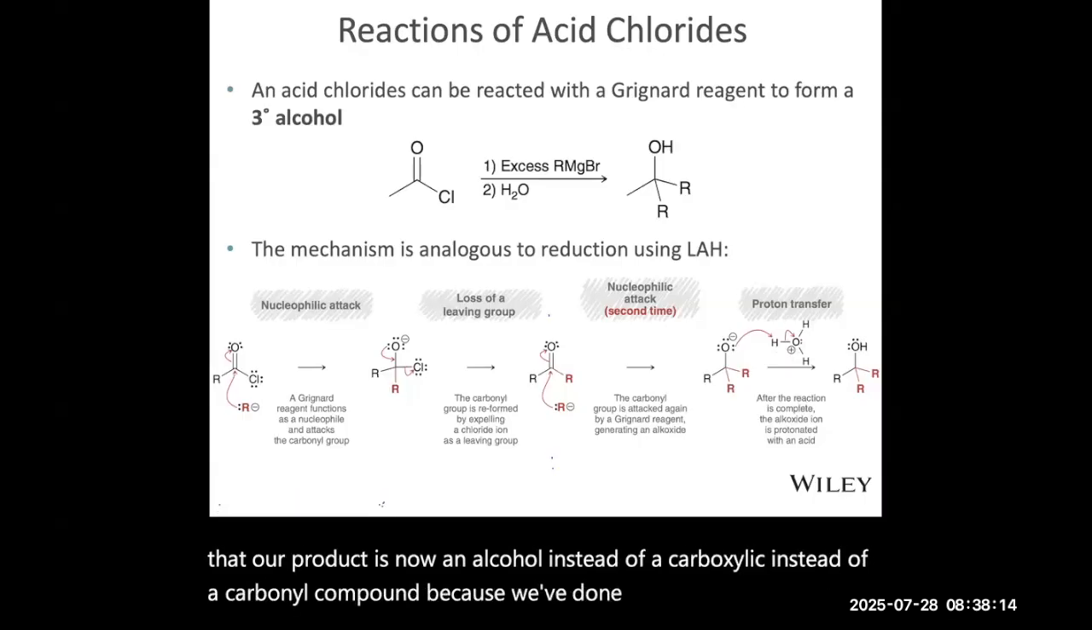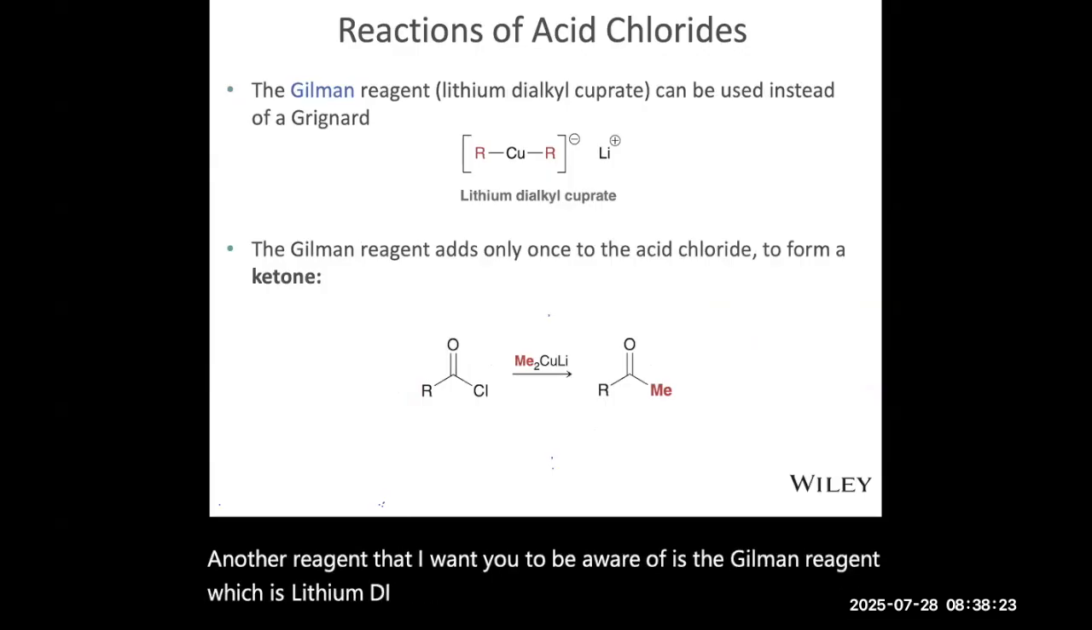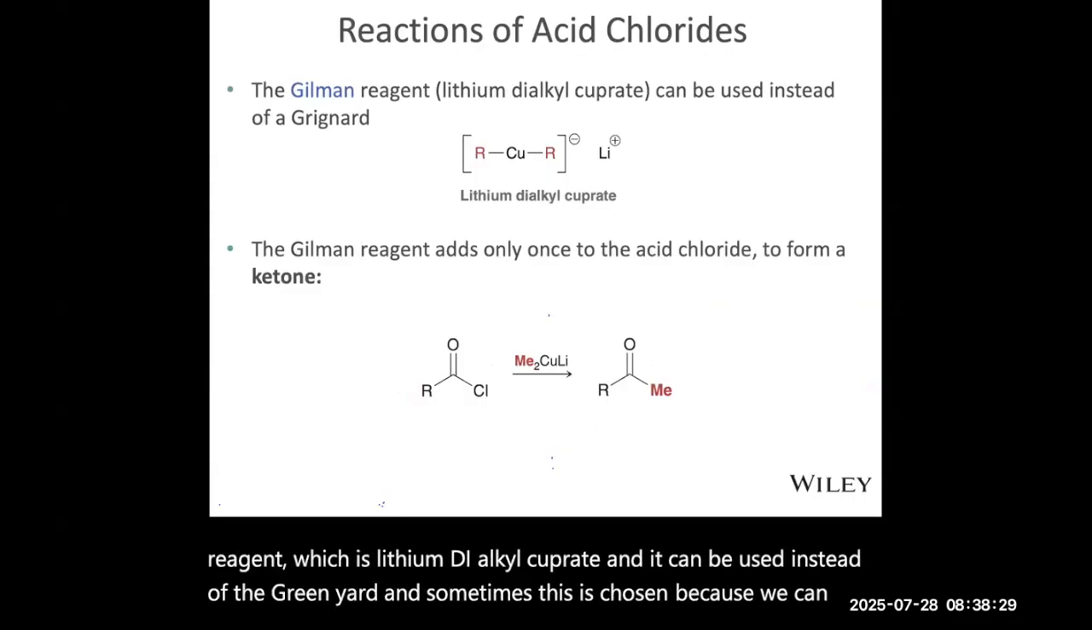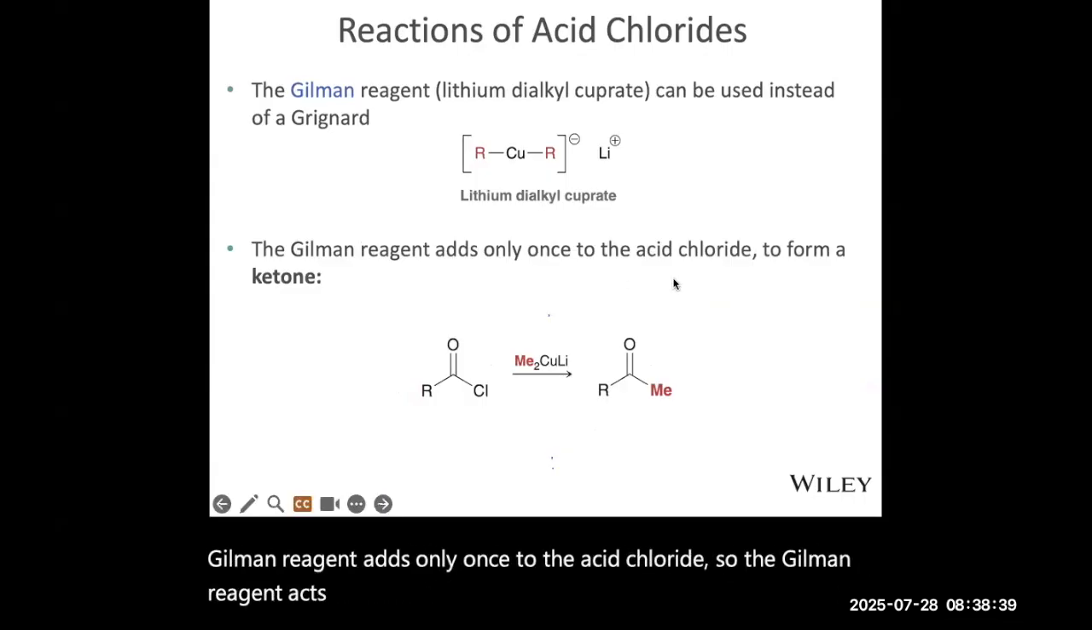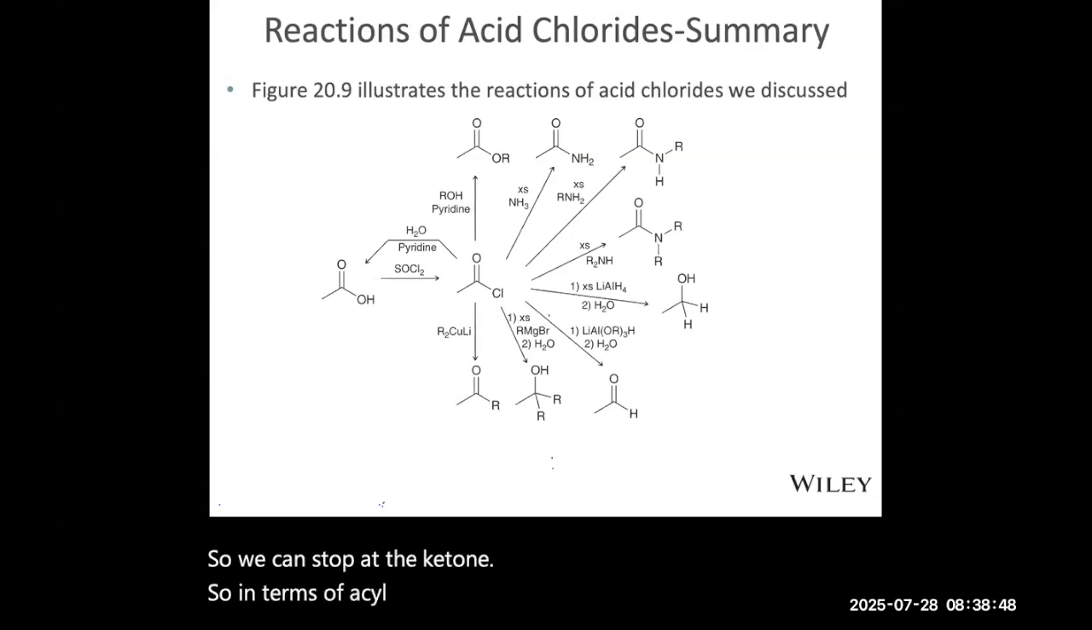Another reagent that I want you to be aware of is the Gilman reagent, which is lithium dialkyl cuprate, and it can be used instead of the Grignard. And sometimes this is chosen because we can stop by just adding 1. The Gilman reagent reacts only once with the acyl chloride to form just the ketone, so we can stop at the ketone.